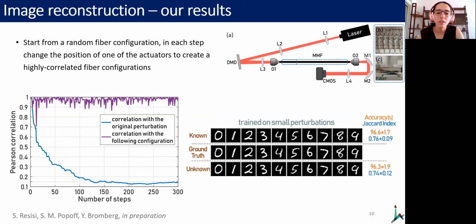In the left figure here, you can see the Pearson correlation of these steps. The y-axis denotes the correlation coefficient, and the x-axis is the step index. The blue curve shows the correlation of each step with the original random configuration. The purple one shows the correlation between 2 adjacent steps, and you can see that it varies from a little over 70% to 100%, which is because the actuators have different effects on the correlation.